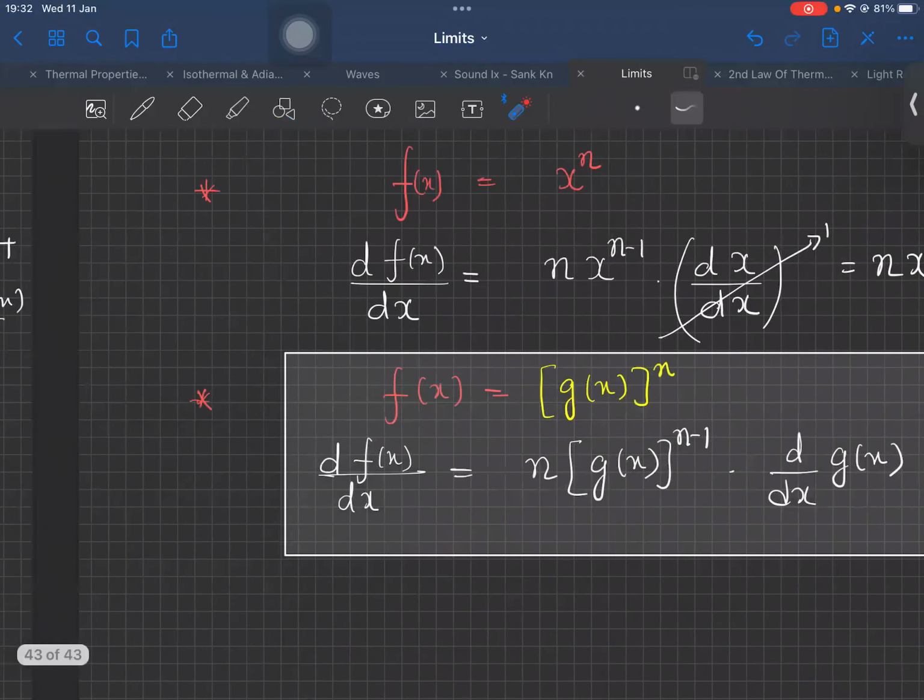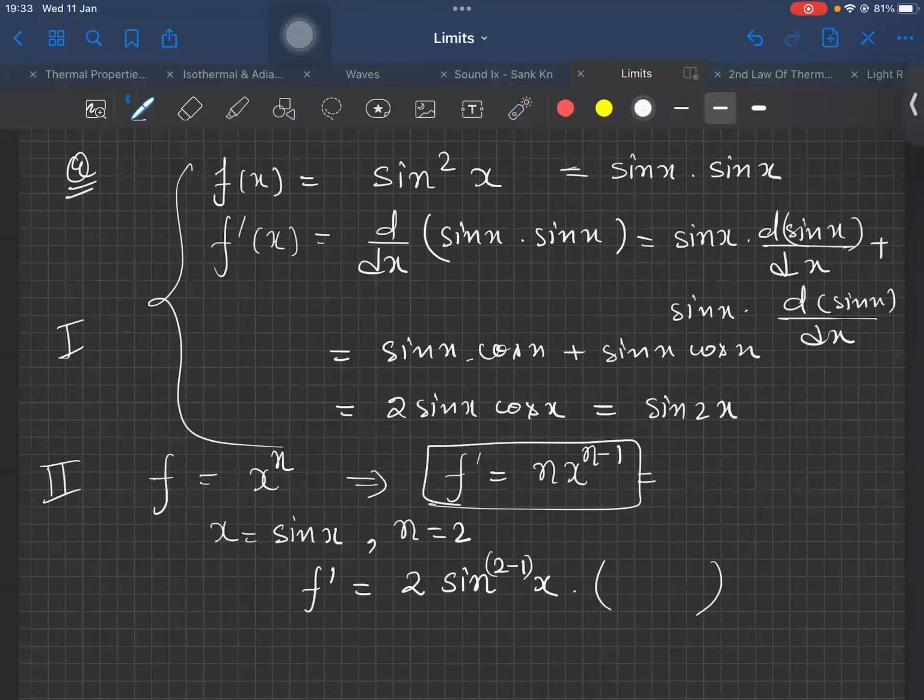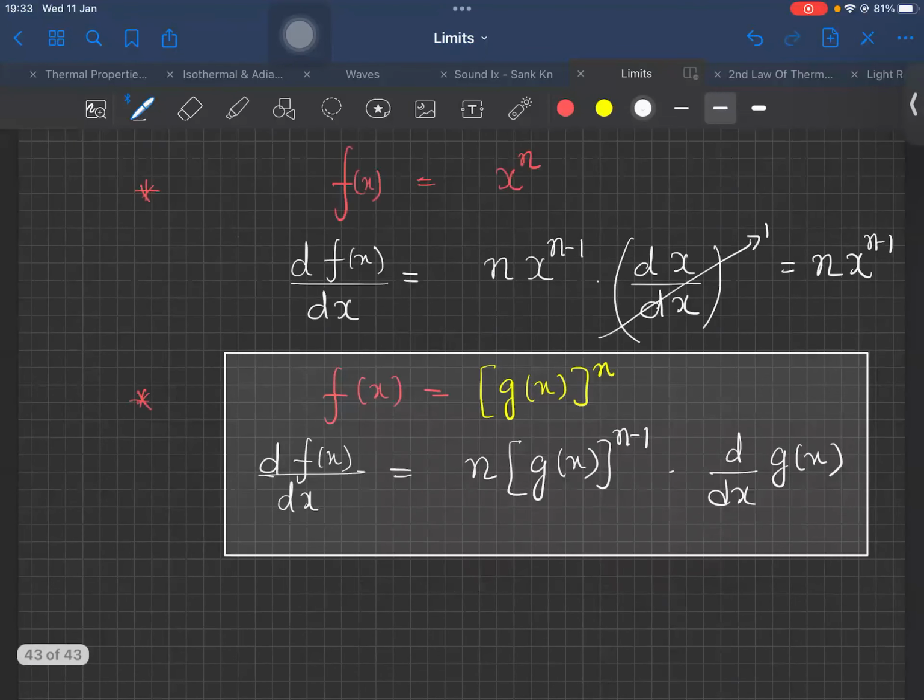That means you have to differentiate sine again. That means d upon dx of sine x. All right. So this will become 2 sine x into cos x, which is equal to sine 2x. Got it? So inner function differentiation is also important. Understood? Yes or no?